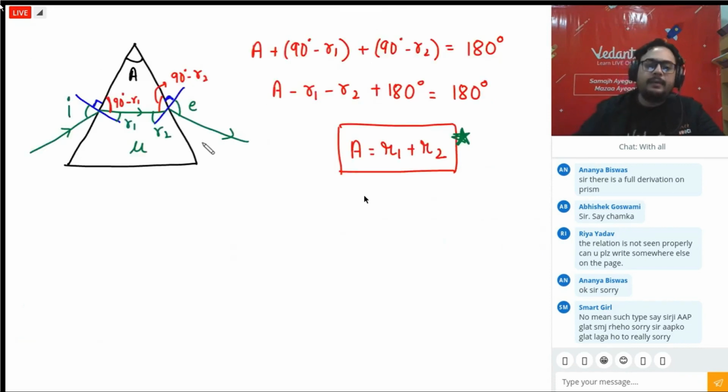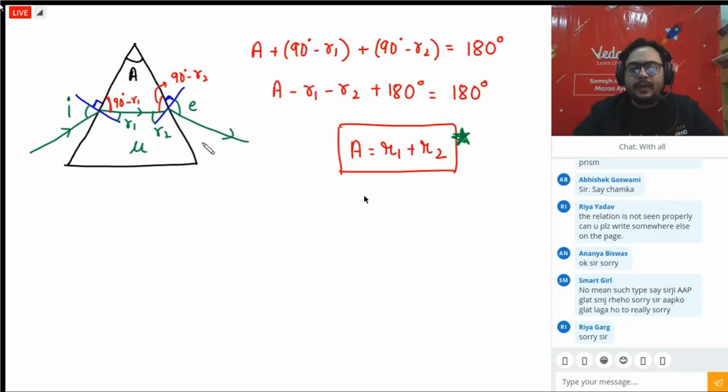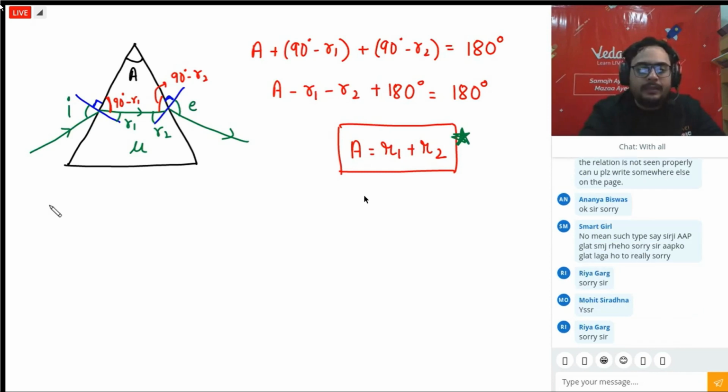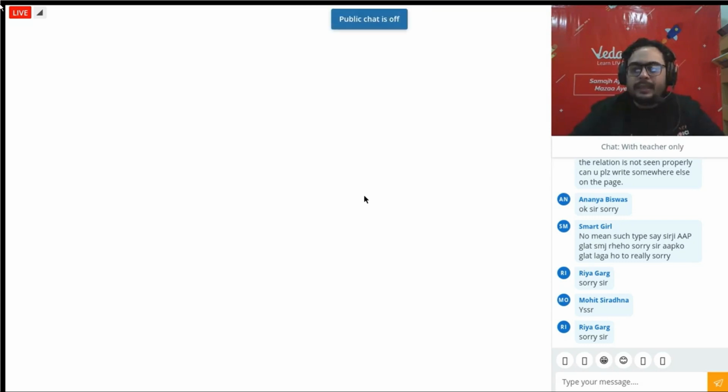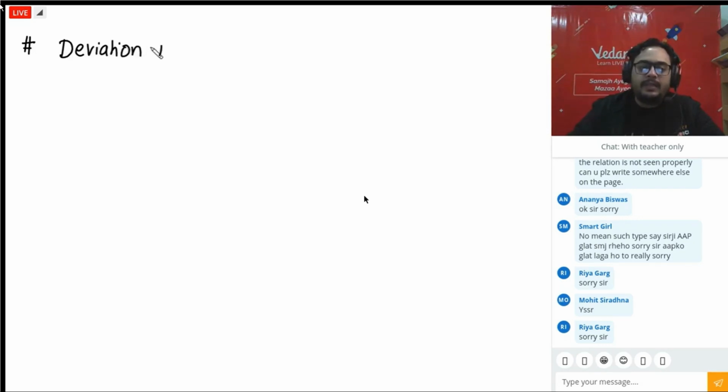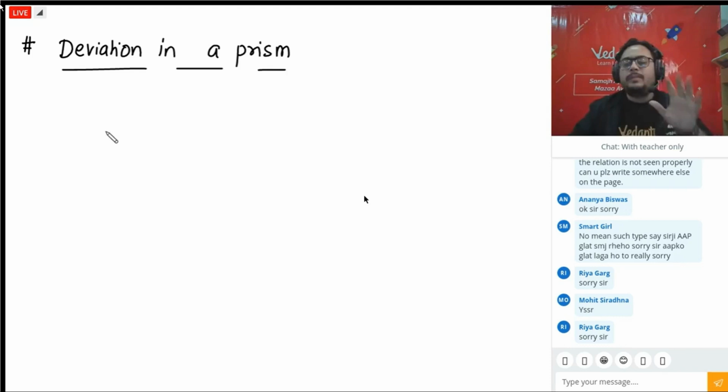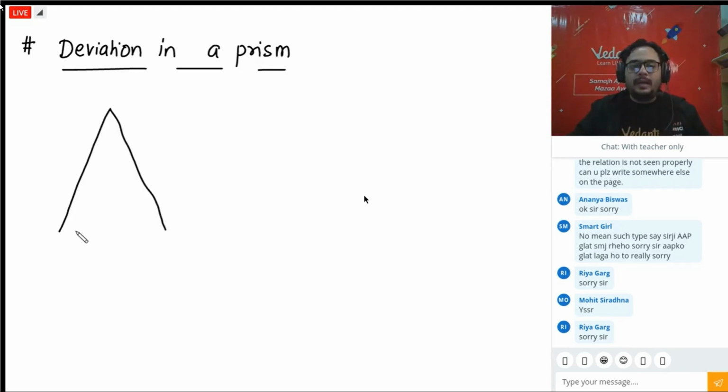Okay. So this is one relation that we have to remember. So the next important thing, let me write down. This next important thing is called the deviation of a prism. Deviation in a prism. Like what is the deviation in a prism? Let's talk about it. We are doing one by one. First, what I have done, I have calculated the relation between R1 and R2 and A. That is the only thing I have done. Okay, now let us talk further.